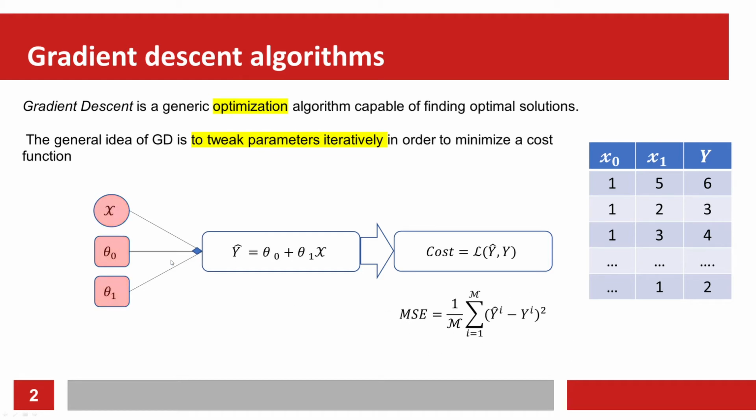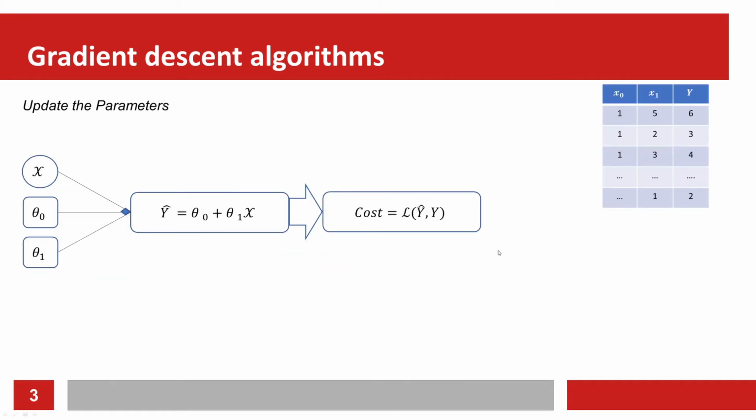This is how it works. Just multiply this and find the cost. And you have to compute the cost and go back to update the parameters. If your cost is high, you have to update the parameters.